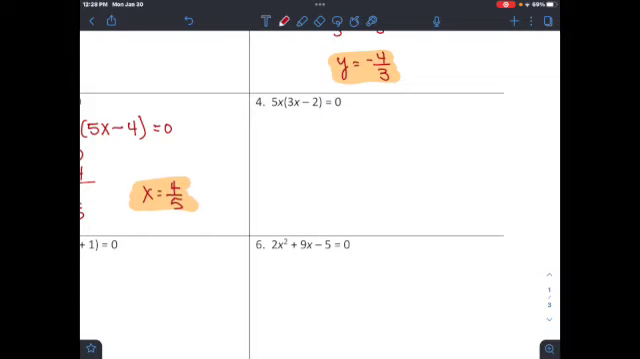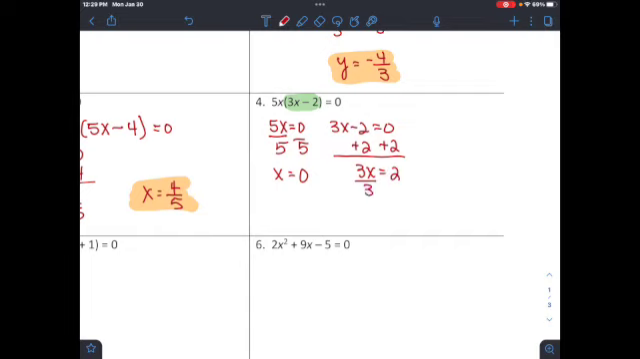So you set everything on the outside by itself equal to 0, so that's going to be 5x equals 0, and then the next one in parentheses equal to 0, which is 3x minus 2 equals 0. And you solve it. You divide by 5 on both sides, and x equals 0. If you add 2 on both sides, you'll have 3x equals 2. Divide by 3 on both sides, x is going to be 2 over 3.